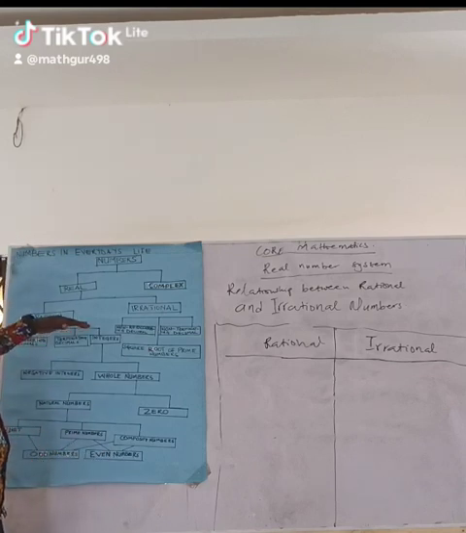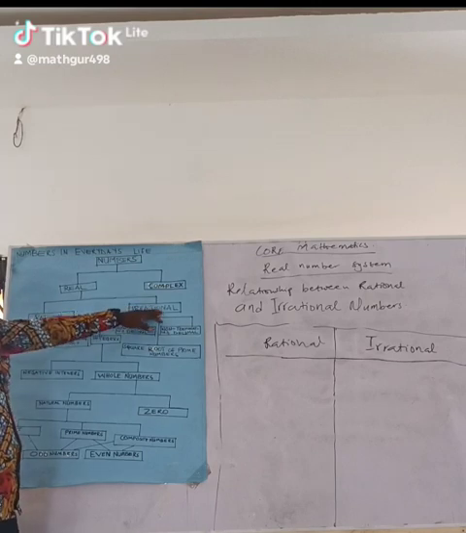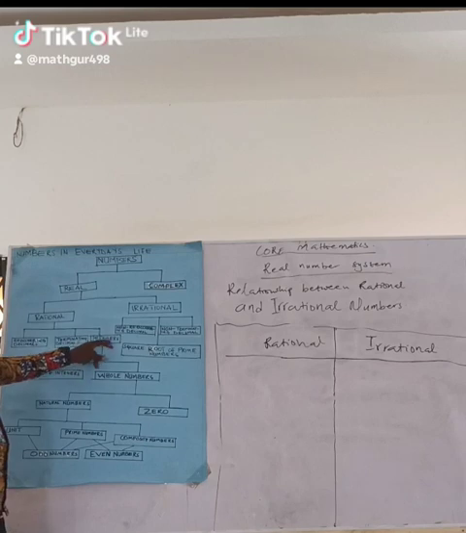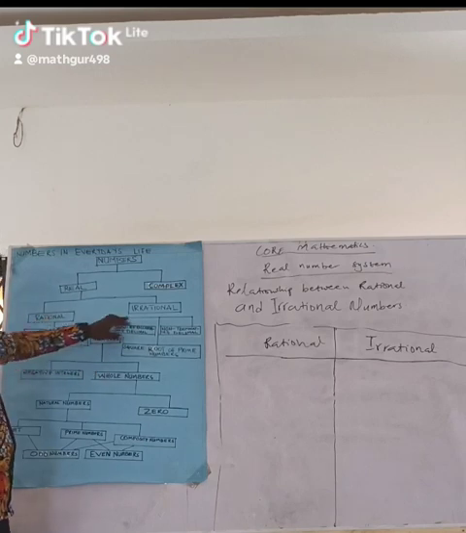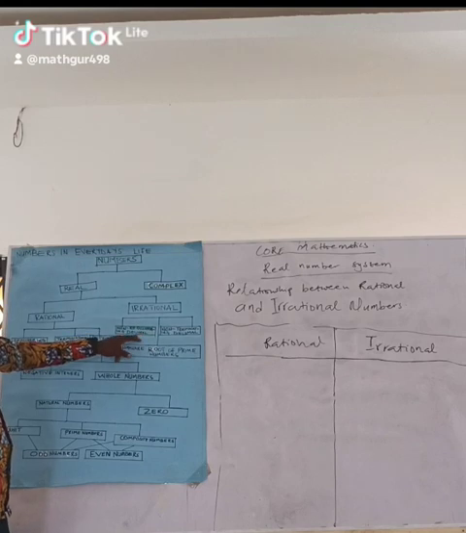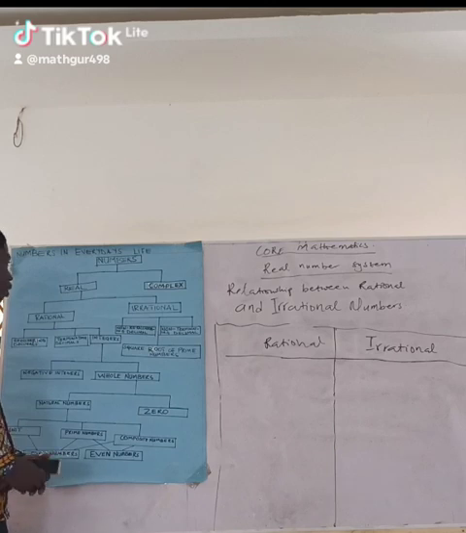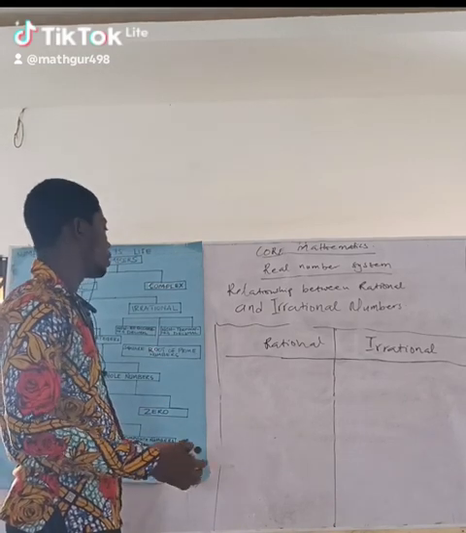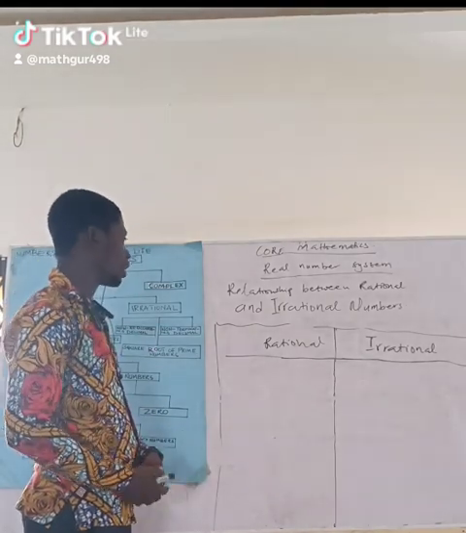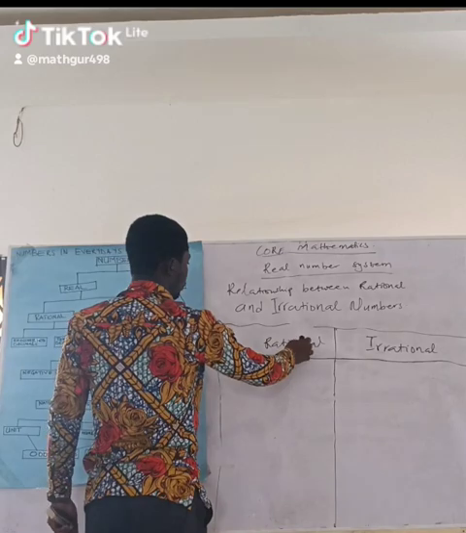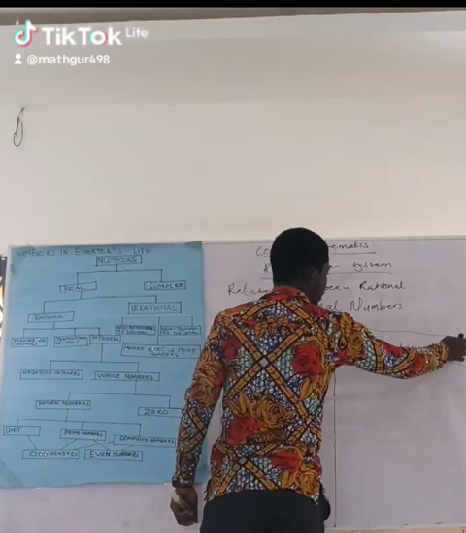Our today's lesson will be based on the rational numbers and irrational numbers here. From rational numbers, you know that recurring decimals, terminating decimals, and integers are all rational numbers. Then irrational numbers: non-recurring decimals, non-terminating decimals, and square roots of prime numbers are all irrational numbers. The symbol for rational numbers is Q, and the symbol for irrational numbers is H.